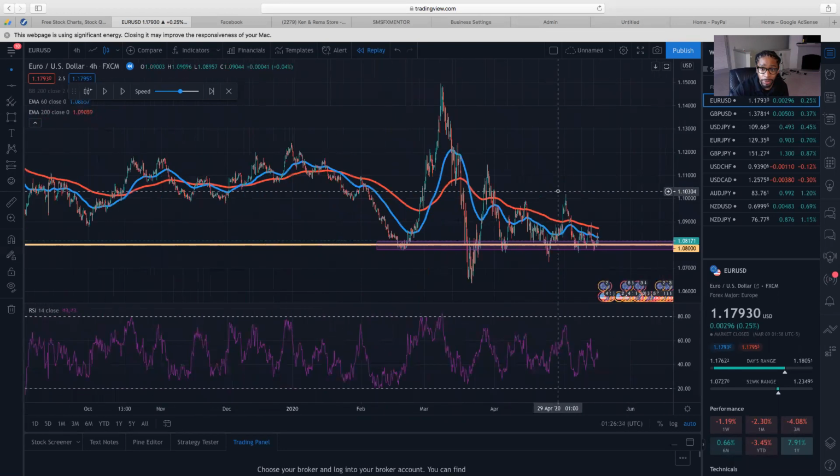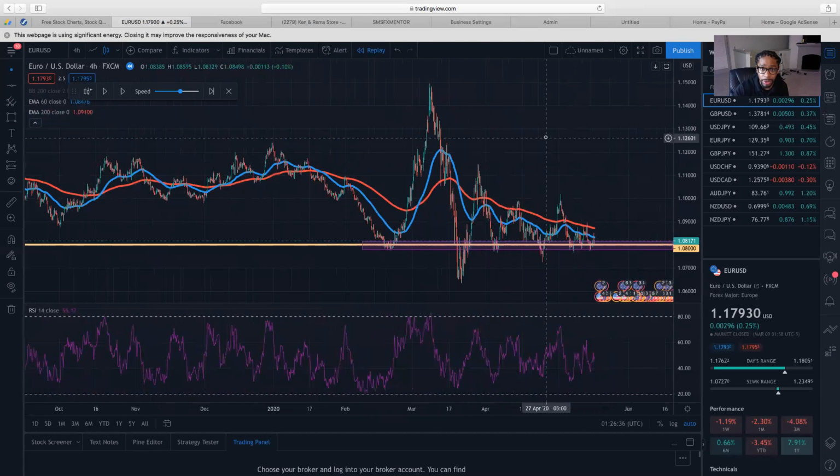So now we need to get a resistance zone. We need to get a zone that's at the top, somewhere up at the top. We could go up this far at this 1.15 thousand, but we see that price wicked really hard.